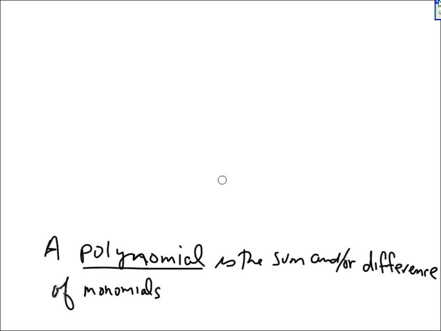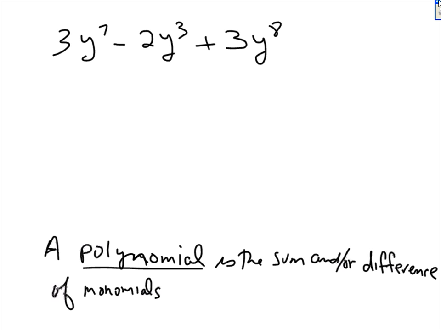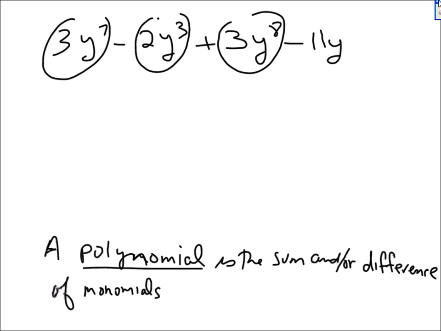So, let me erase the top, and I'll put down some examples, and you have to decide if they're polynomials or not. 3y to the 7 minus 2y cubed. To be a polynomial, the variable has to be the same. And they are. These are the terms. Each term must be a monomial. Sometimes we add, sometimes we subtract monomials.